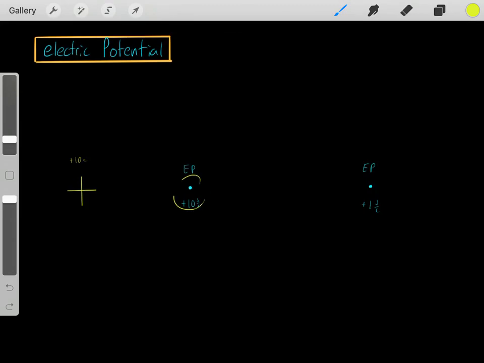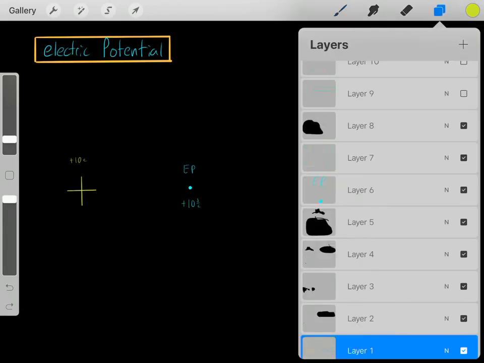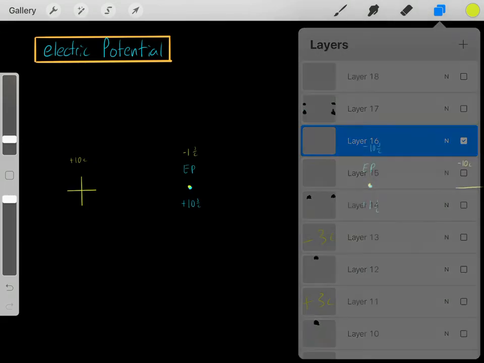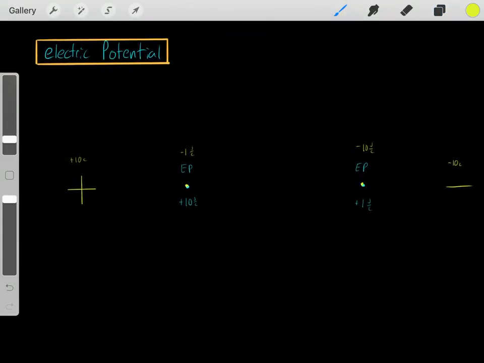There's a particular electric potential here, and it creates a certain electric potential here, and it's contributing to these electric potentials. However, what if now we also threw in a negative charge particle? What if we threw in a negative 10 coulomb charge particle? It's also going to create electric potentials.